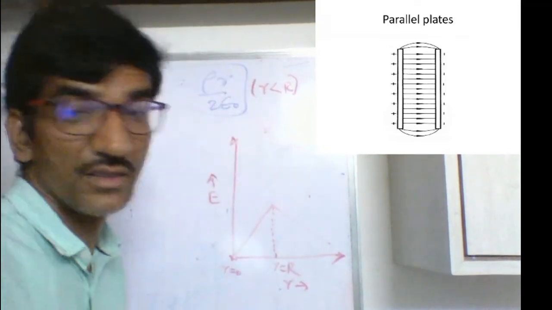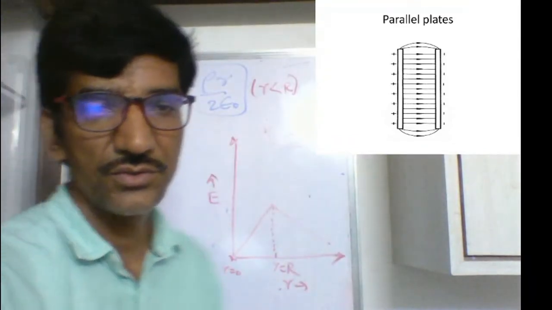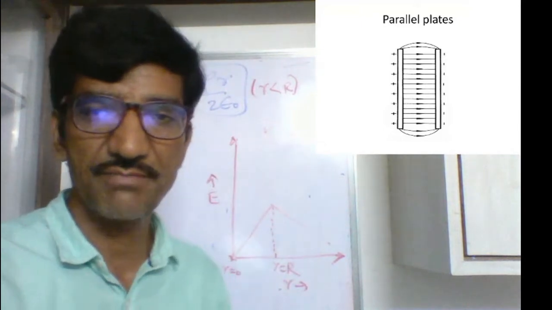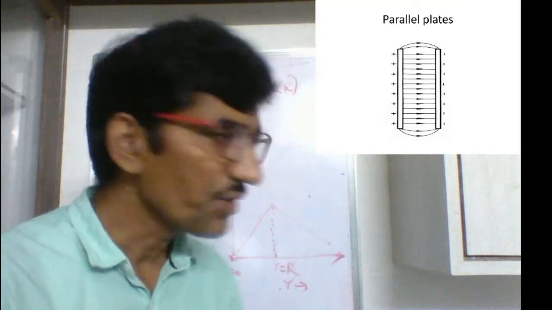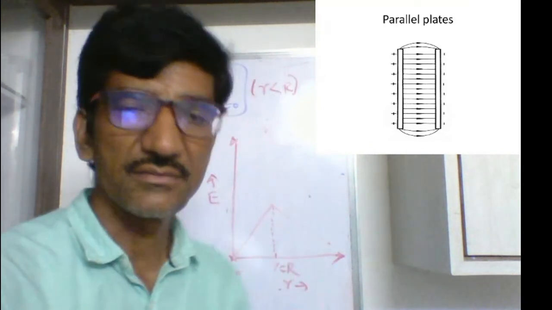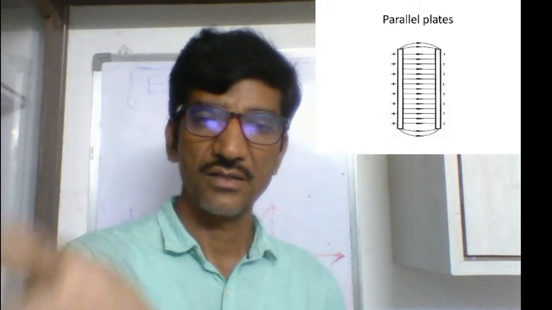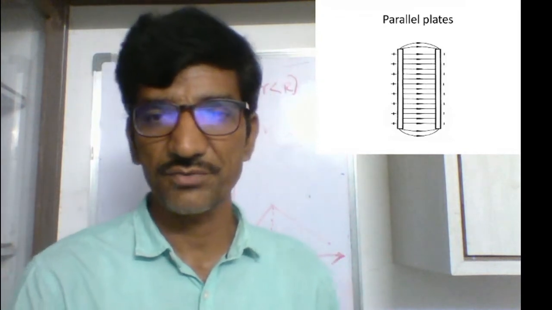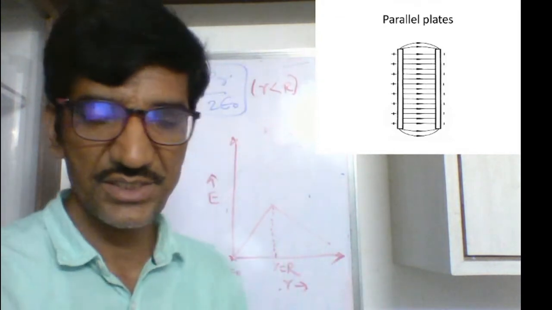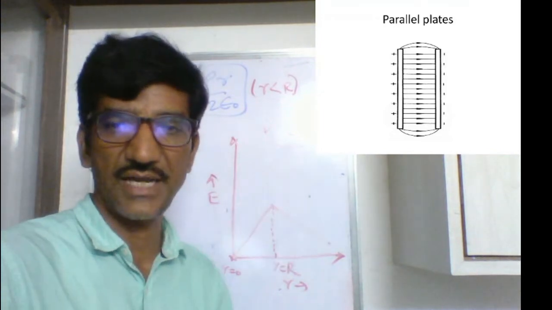Now you can see the parallel plates here. Here we want to apply the Gauss law for this parallel plate problem. That means you may try to find the electric field in between the plates, or on the side of the positive plate, on the other side of the negative plate, adjacent to the negative plate outside, adjacent to the positive plate outside.